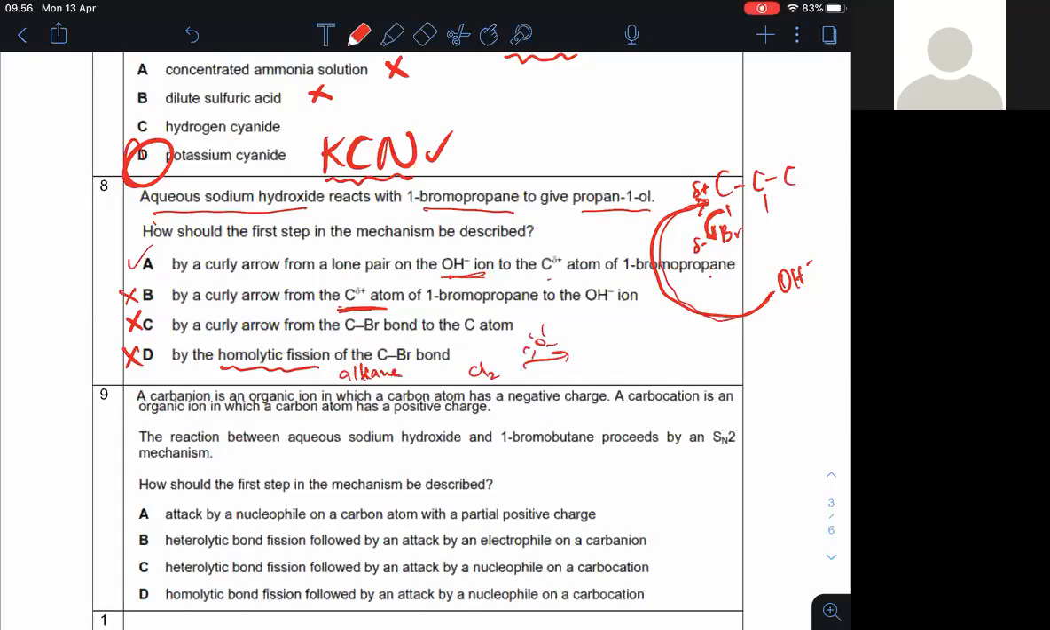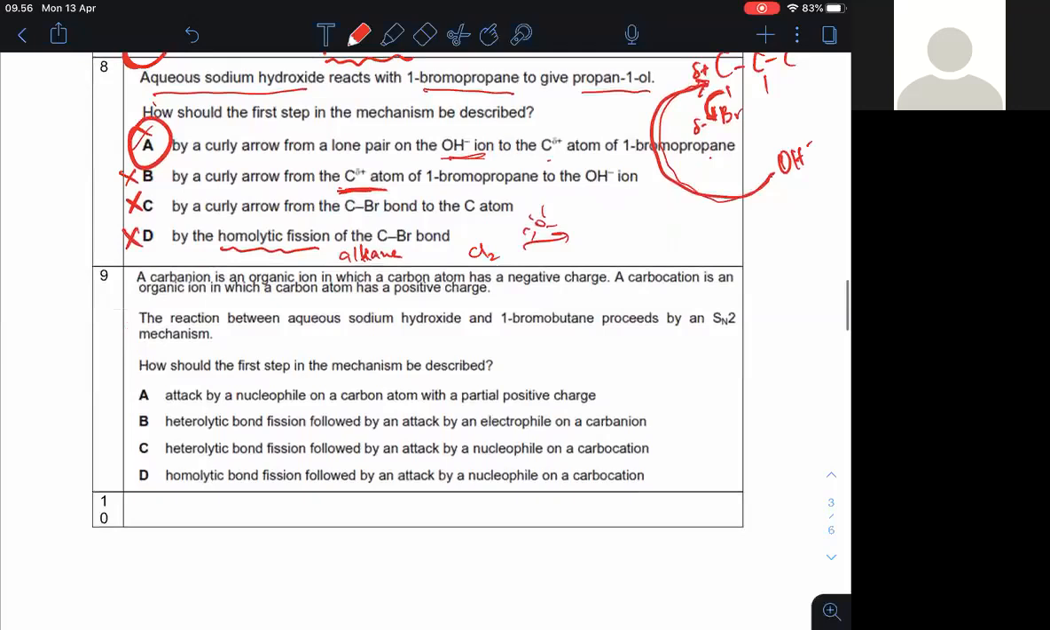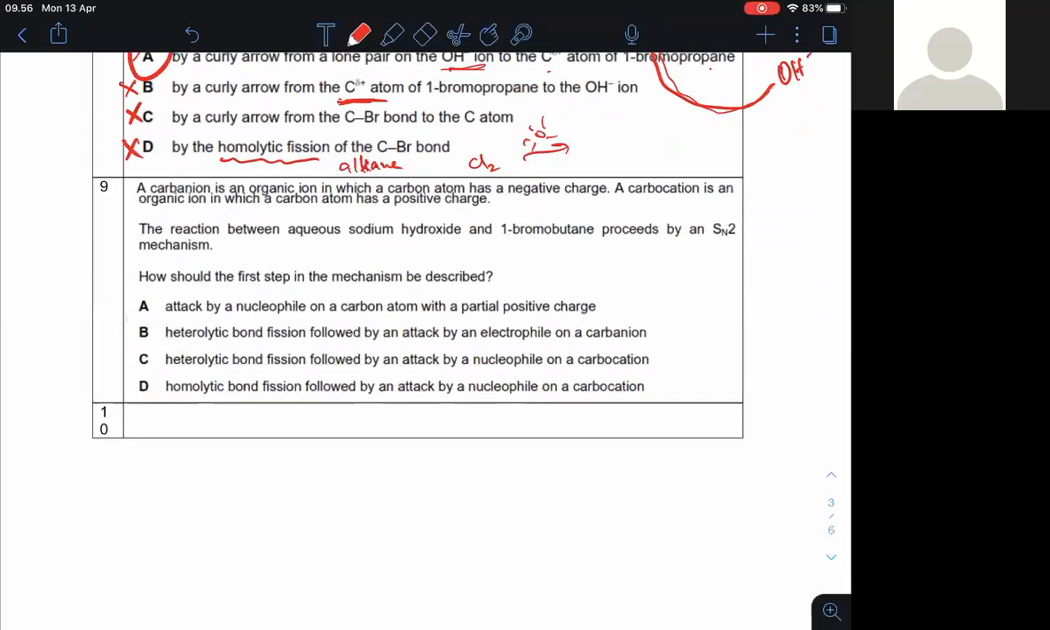Okay, this one is going to be heterolytic fission. If you want to actually mention, it's going to be heterolytic fission. So for this one, the answer is going to be A. That's going to be the answer for number 8. Number 9.